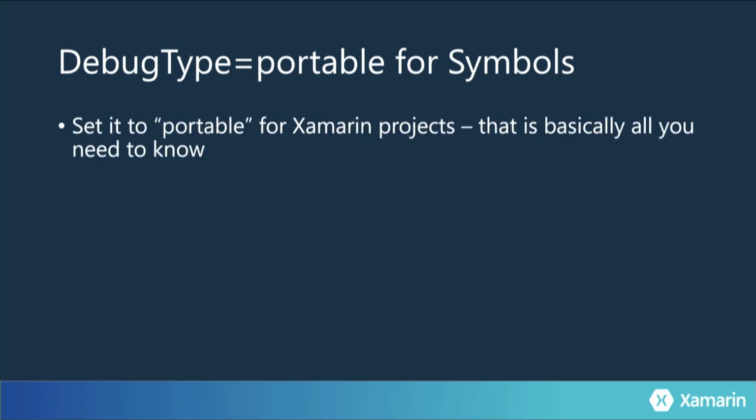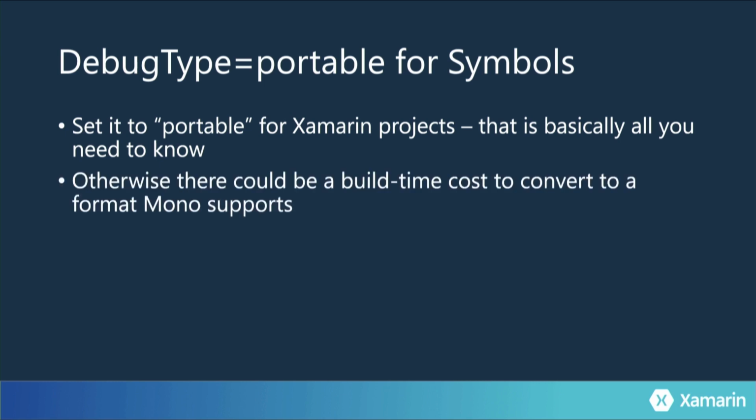And you want to set that. Basically, all you need to know is just set it to portable for Xamarin projects. That's all you need to know. Debug and release. Otherwise, we have to convert that to a format that Mono supports. And this is something that you don't even care about. You just want your debugging to work, right? So if you change it to portable, we're going to skip that build time cost.